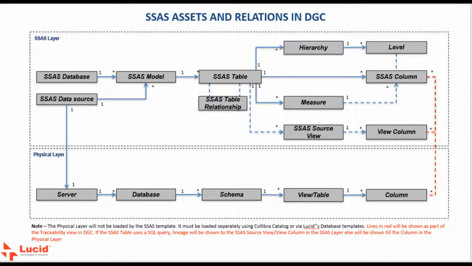The red line represents the column-level lineage from the SSAS column to the database column in the physical layer. In cases where the physical connection details are not available, the column links to the corresponding view columns that are part of a SSAS source view.